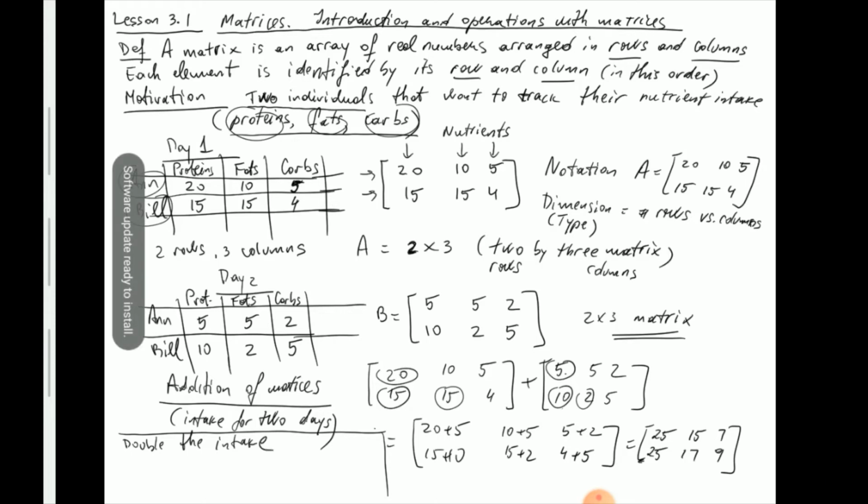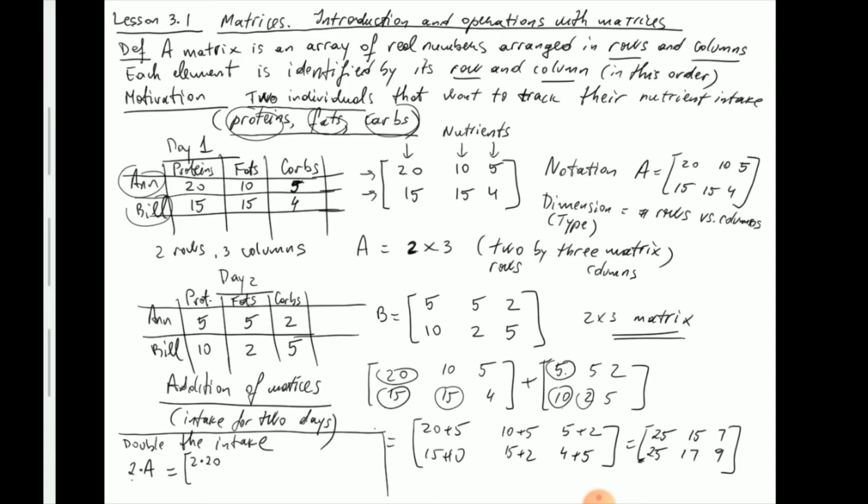Okay, so if they want to double the intake of the nutrients, well, you just have to multiply all elements by 2. And so it stands to reason that I can define, for example, the multiplication between a real number and the matrix. This is what we're going to call later scalar multiplication. So if I want to double the intake in day 1, I can define this operation, a matrix times 2, which essentially means multiplying by 2 all entries in the matrix.